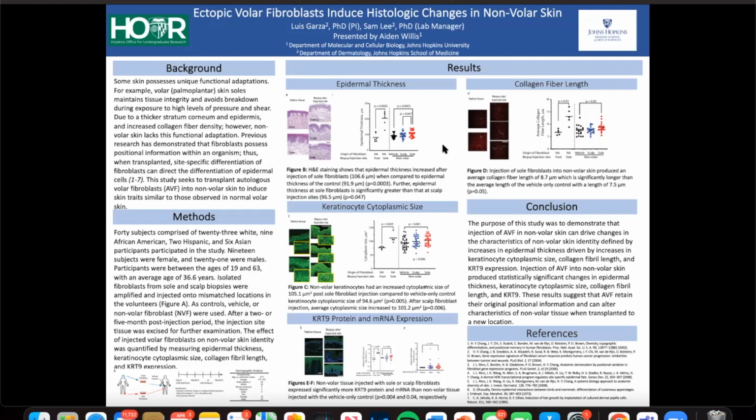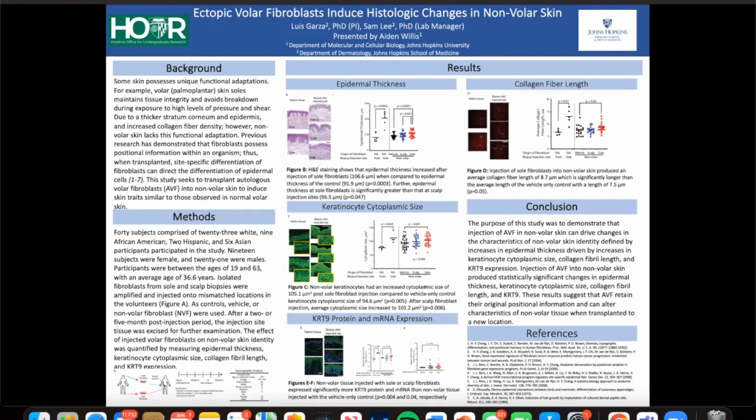The next piece of data I would like to discuss is the keratinocyte cytoplasmic size. What we observed was non-volar keratinocytes had an increased cytoplasmic size of 105.1 micrometers squared post-injection of the sole fibroblast compared to the controls, which had a cytoplasmic size of 94.6 micrometers squared. Similarly with epidermal thickness, injection of scalp fibroblasts also resulted in increased cytoplasmic size. However, this increase was still less than what we observed for injection of sole fibroblasts.